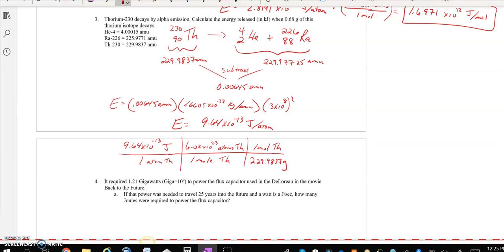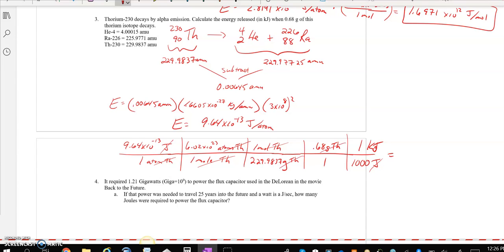229.9837 grams. We're working with 0.68 grams of thorium, which I could have started the problem with that number since it's not a conversion factor, but it works out here. Cancels all our units. And last but not least, we want to change our joules to kilojoules, so 1,000 joules for every 1 kilojoule. Joules cancels out, atoms of thorium, moles of thorium, grams of thorium.